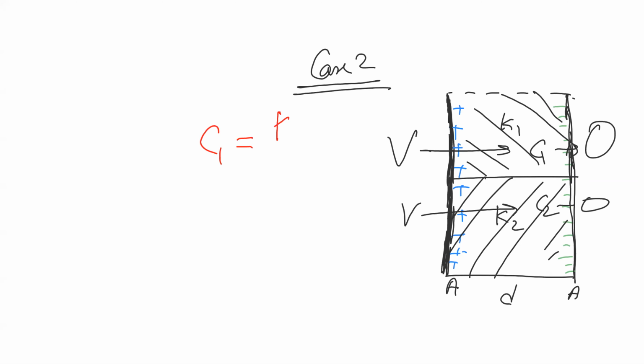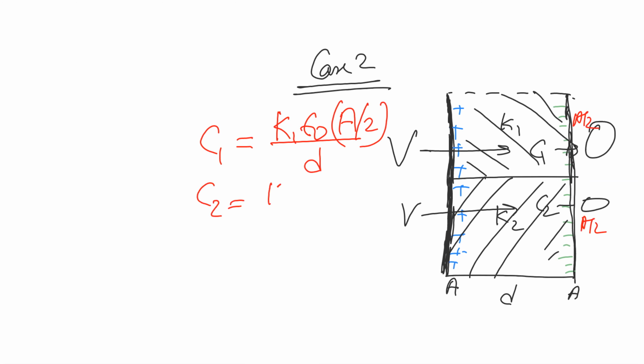Epsilon naught K1 epsilon naught A divided by D. D or D by 2? Area is half exactly, so area should be A by 2. Half of area, let's take, they are taking A by 2 here, A by 2 here. Distance is D only. Similarly, C2 value, K2 epsilon naught A by 2 divided by D.